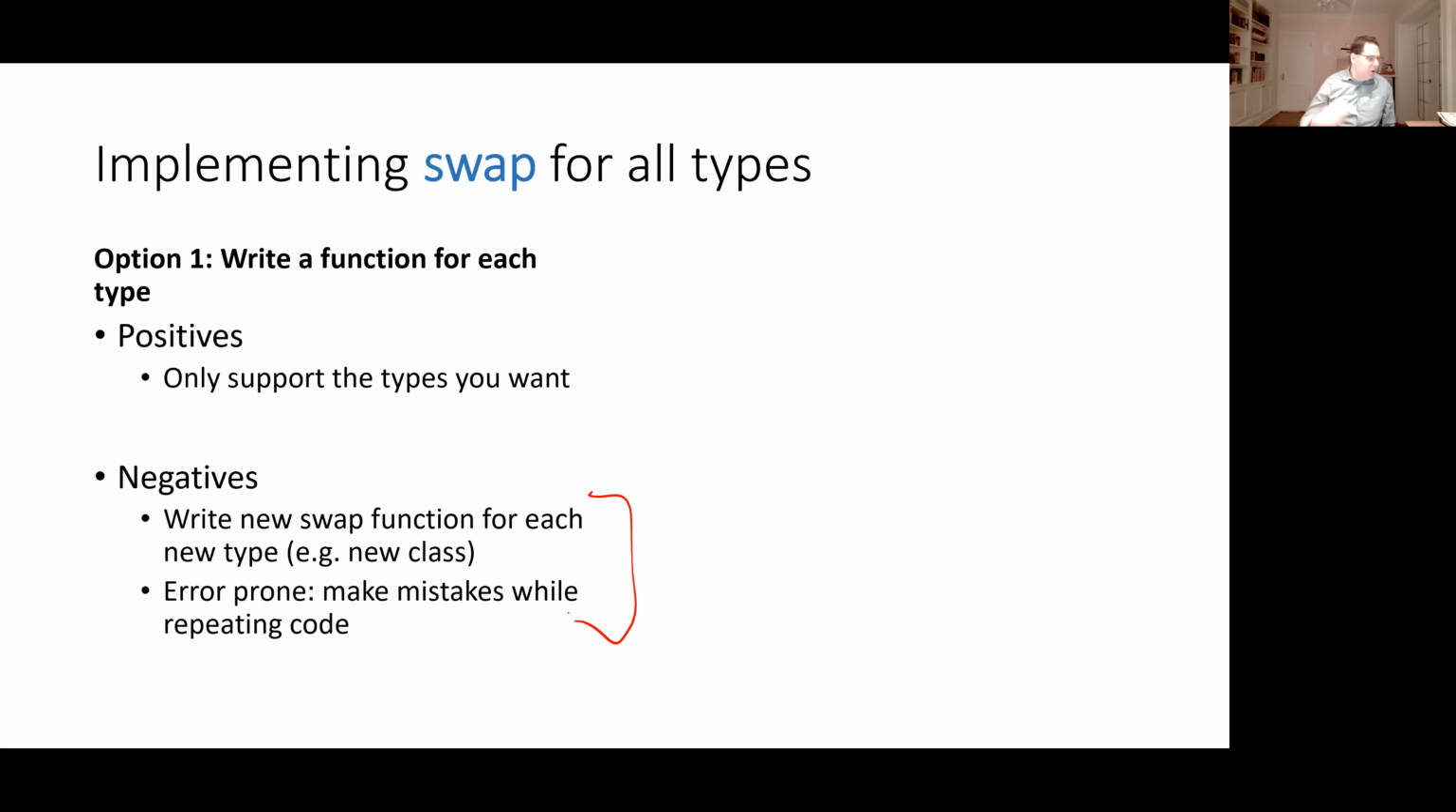Well, obviously we just have to write more code, so that takes longer. It's also error prone. We're copying the code, we're changing the type, we might make a mistake. Swap is pretty simple, so maybe we won't make a mistake, but if this function was a little more complicated, there's more probability that we make a mistake when we're copying this code and changing the types. If we later find a bug, we'd have to go fix that bug in many places, which again is going to hurt our productivity.